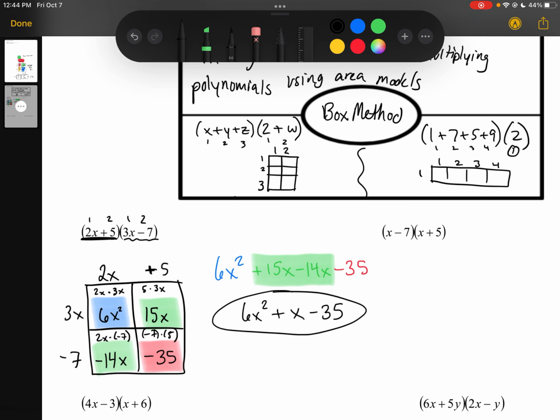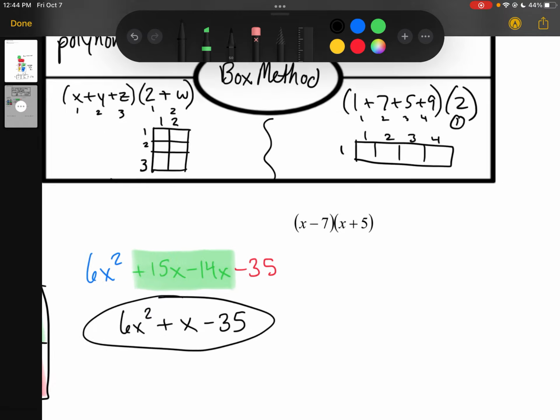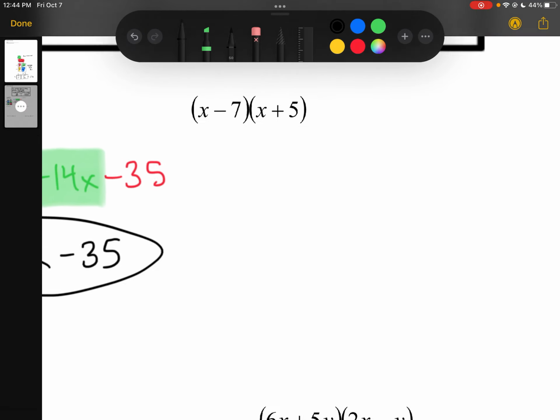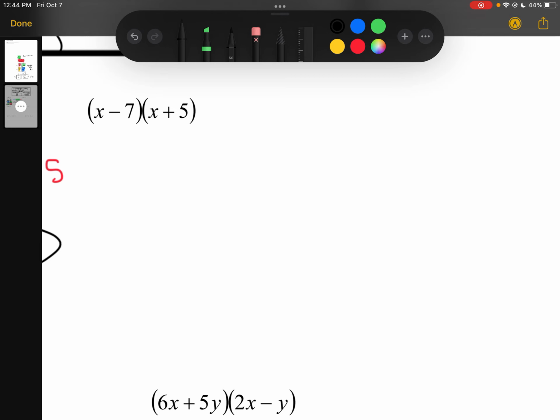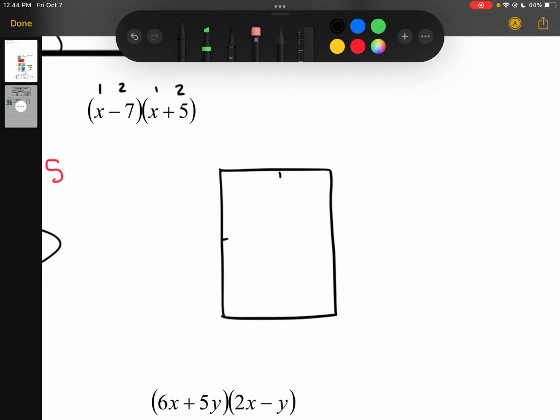So we'll do one more here on the side as practice, and then I'll have you go through and check your answers on the following two. So setting up our box first, 1, 2 terms, 1, 2 terms. So we're going to have a 1, 2 here, and then 1, 2 here. So we'll just extend these lines now. So 2 by 2 box, because we have 2 terms and 2 terms. So x and minus 7, and then x and positive 5.